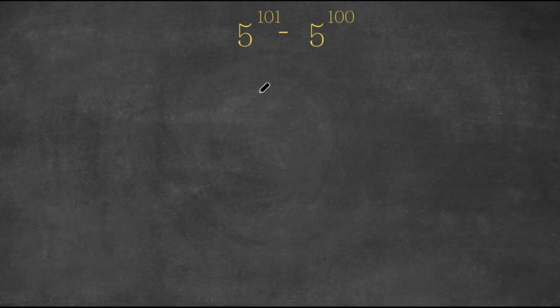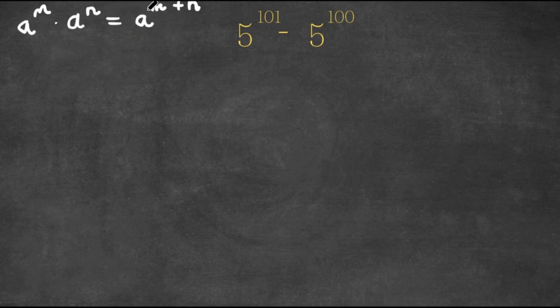In today's video, I'm going to be teaching you guys how to solve this problem without a calculator. So we have 5 to the power of 101 minus 5 to the power of 100. Now, if we have something in the form a to the power of m times a to the power of n, this is equal to a to the power of m plus n, right? And the same thing can be written vice versa.